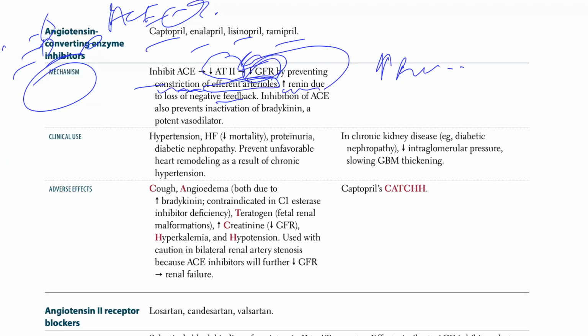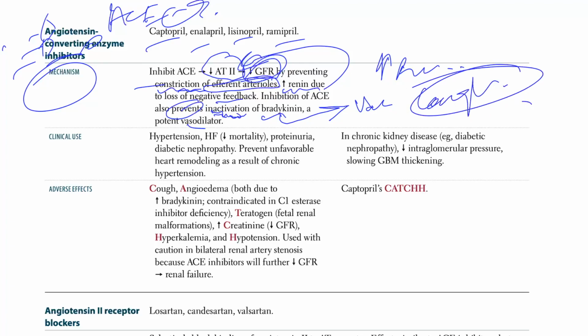Inhibition of ACE also prevents inactivation of bradykinin, a potent vasodilator. So when you're preventing the inactivation of bradykinin, that means the bradykinin is going to be present and active. That means it is going to cause vasodilation. Secondly, it's going to cause cough. Okay, as an adverse effect, you can see the cough.